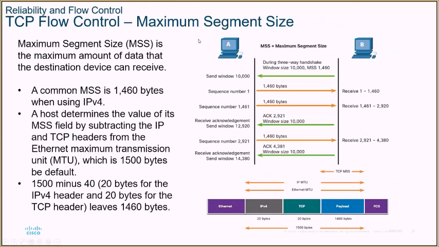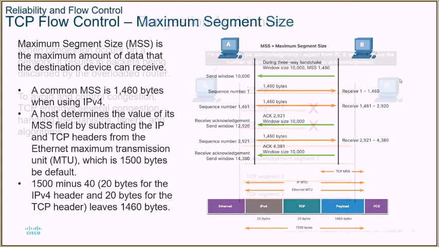Okay, so the maximum segment size is the maximum amount of data that the destination can receive. It's 1460 when using IPv4. A host determines the value of its MSS by subtracting the IP and TCP headers from the Ethernet maximum transmission unit of 1500. And so that's how it ends up being 1460. That's how big a chunk you chop the data into when you create segments.